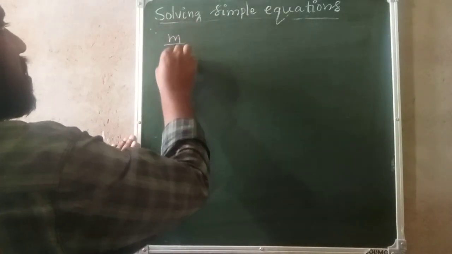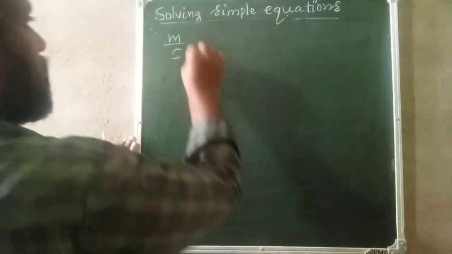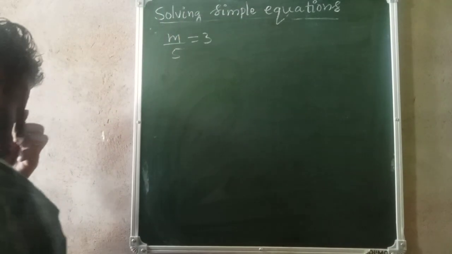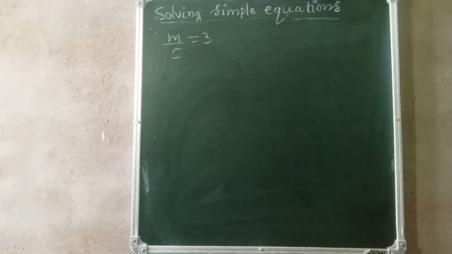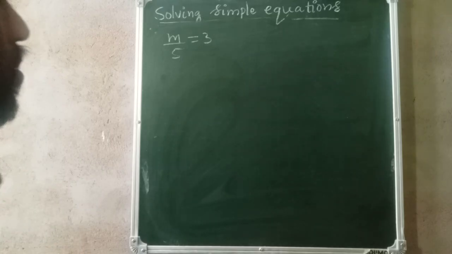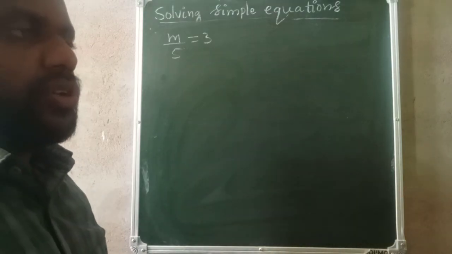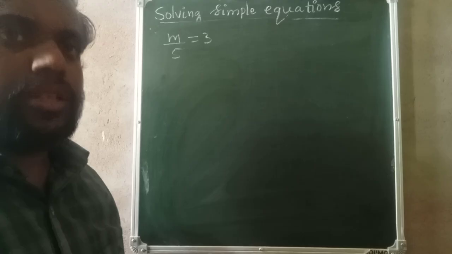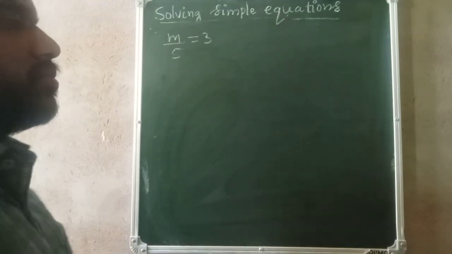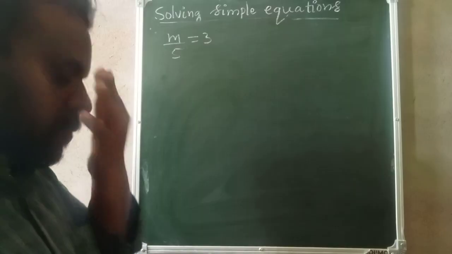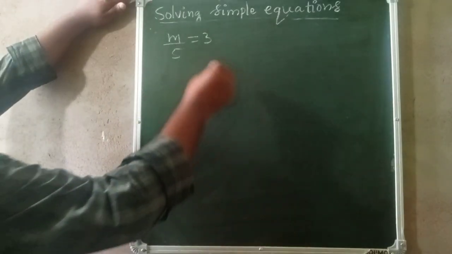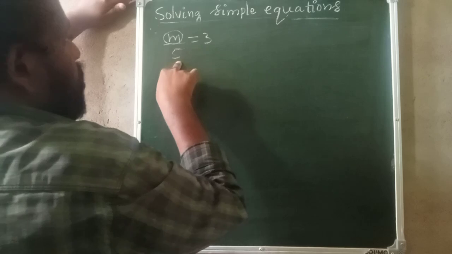So the next simple equation that I am going to take is m by 5 is equal to 3. Now we have to solve this. Solve means finding the value of the variable. Here the variable is m. M is the variable. So we want m, we don't want 5.